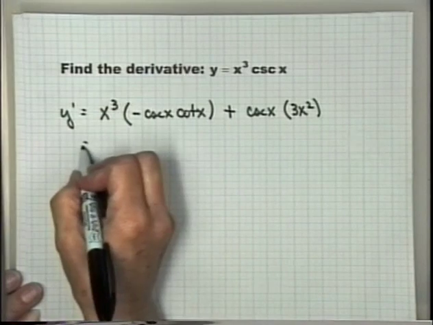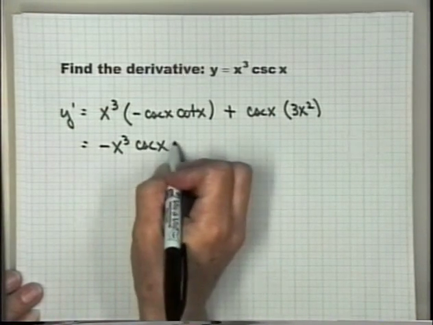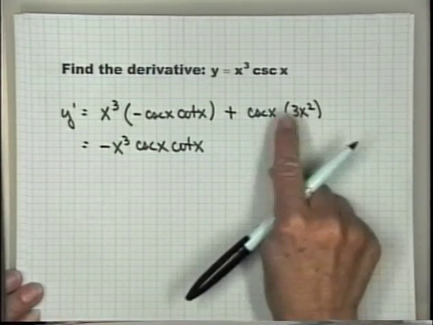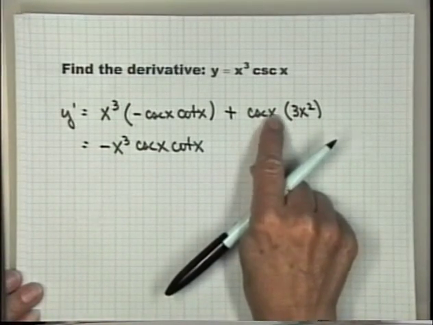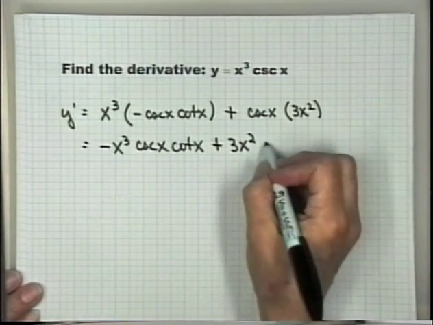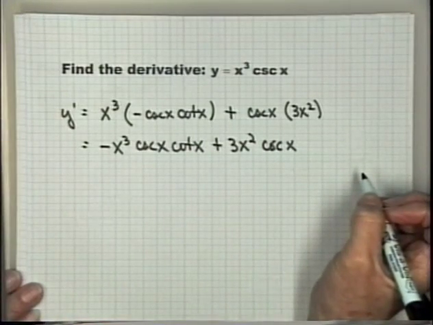Now let's simplify this. I have negative x cubed cosecant x cotangent x. And be careful here, this 3x squared is times your cosecant. It's not times the x. So let's put that 3x squared in front to make that absolutely clear. So I have 3x squared in front of the cosecant.